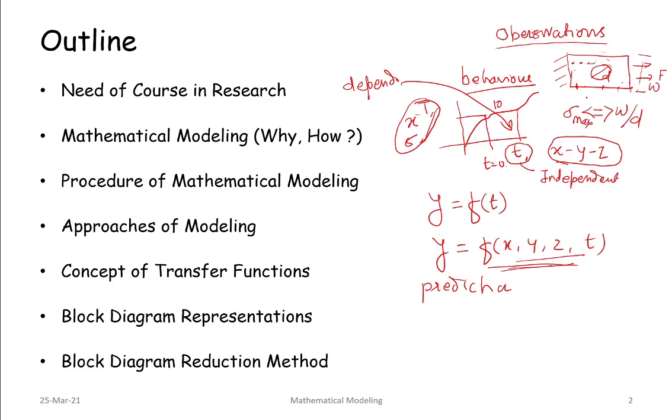And that is why mathematical modeling is important. Is it clear? Okay. So why mathematical modeling? The need is that we want to go into the depth of the behavior. We want to understand the physical phenomena of it. For that purpose, mathematical modeling is used.